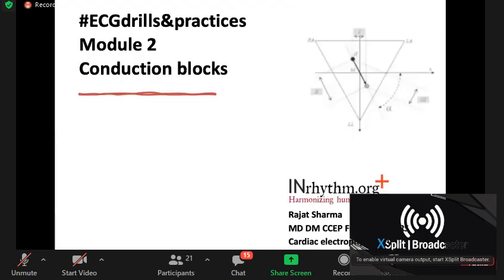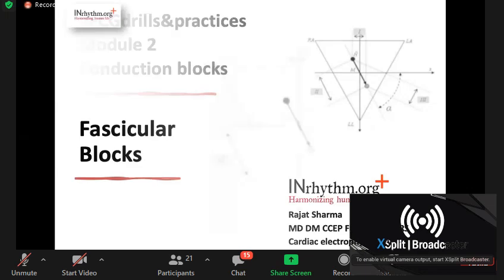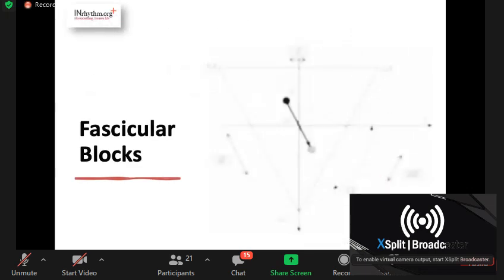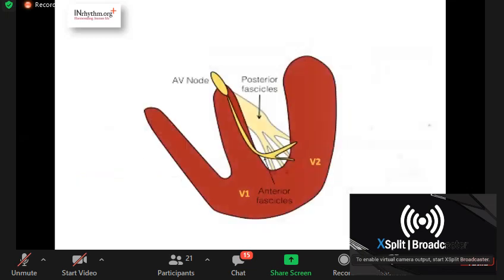So this is about the SA node and AV nodal block. To wrap up today's talk, I will quickly go to the fascicular blocks, which are very commonly seen. So what are the fascicles? When I'm talking about the fascicles, that means the anterior fascicle and the posterior fascicle of the left bundle. And very commonly you see these blocks.